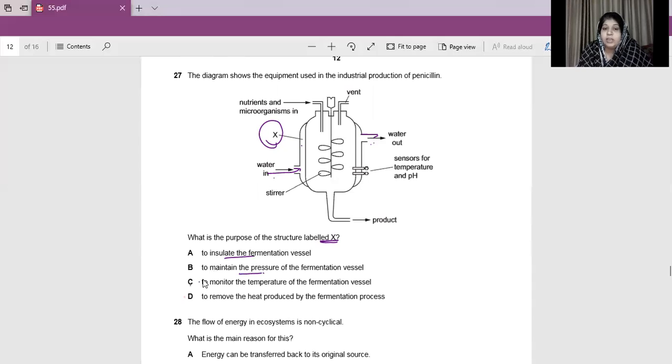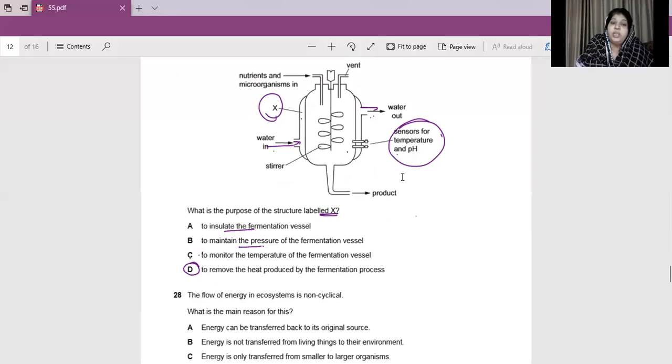To monitor the temperature of the fermenter vessel? This is not for monitoring. To remove the heat produced by the fermentation process. Sensors are there, look at this in the figure. These are sensing the temperature. But if the temperature increases, then the water takes the heat from this vessel.